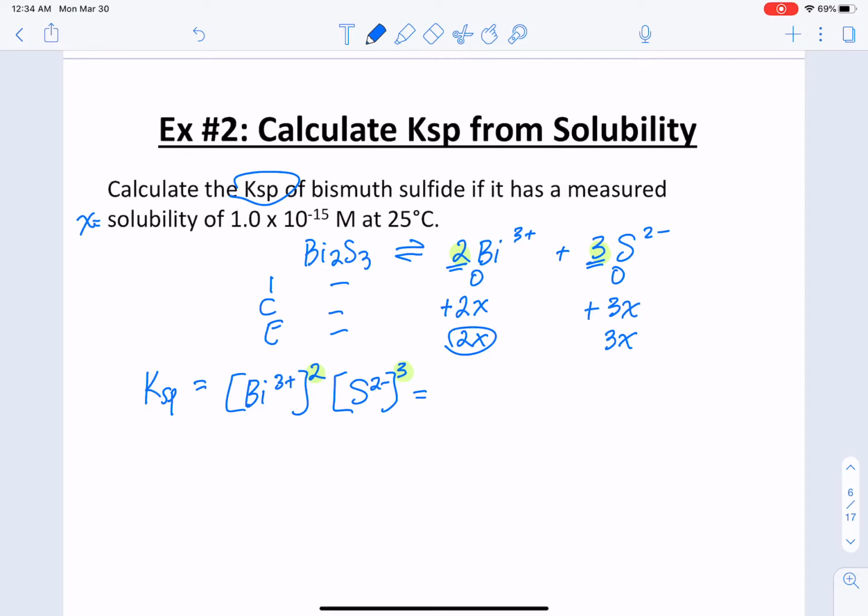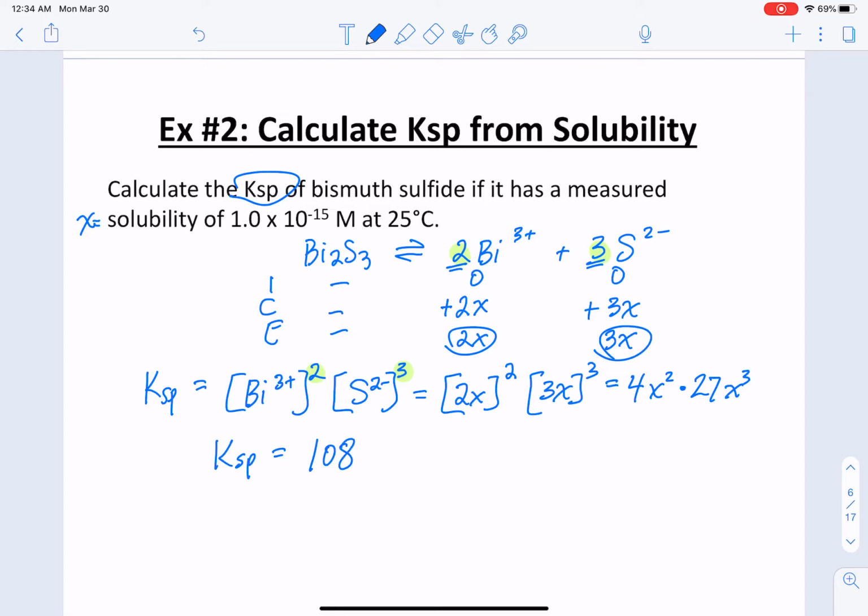And now I'm going to plug in 2x for bismuth, squared, and then 3x for sulfide, and that will be cubed. So now I want to simplify this. 2 squared is 4, and then that's x squared. 3 cubed is 3 times 3 times 3, so that would be 27, and then x cubed. If I simplify this, Ksp is equal to 108 times x to the 5th.